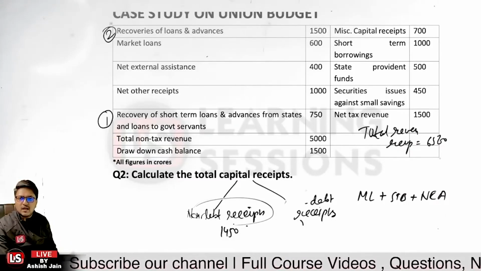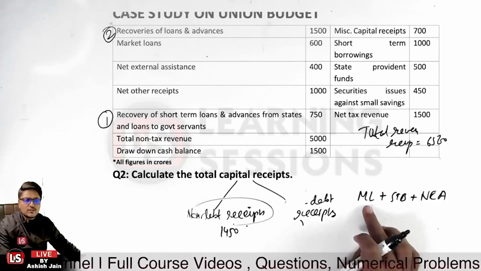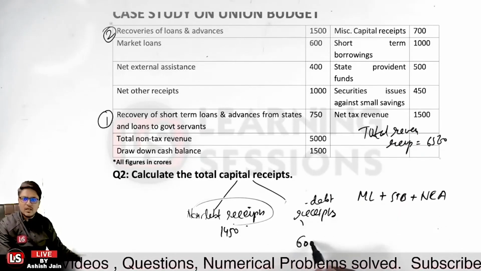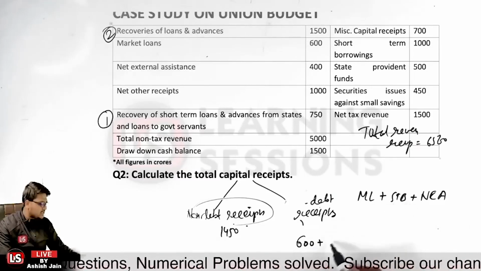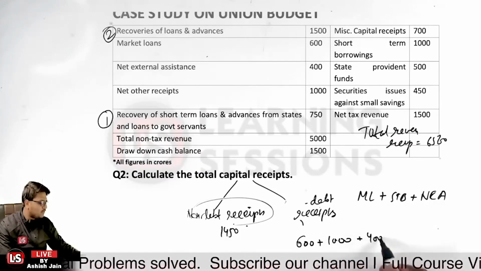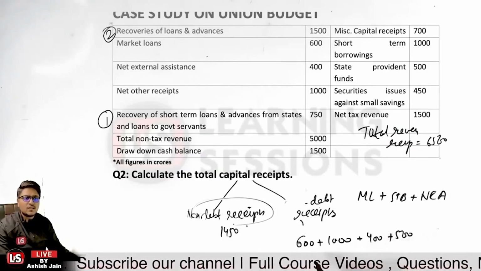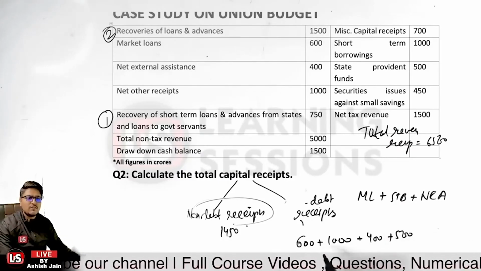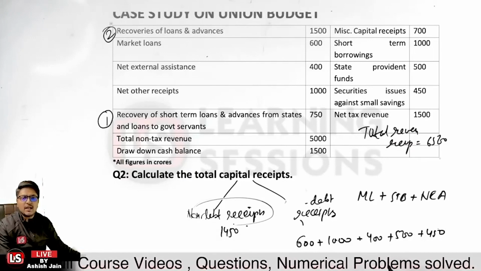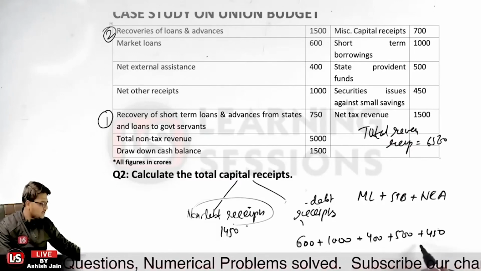I'm going to describe the components over here again. First of all, market loans, amounting to 600, and further short-term borrowings, amounting to 1000. Further, the net external assistance, 400, and plus the state provident fund, amounting to 500. And further, securities issues against the small savings, amounting to 450. And further, the net other receipts, amounting to 1000 over here.